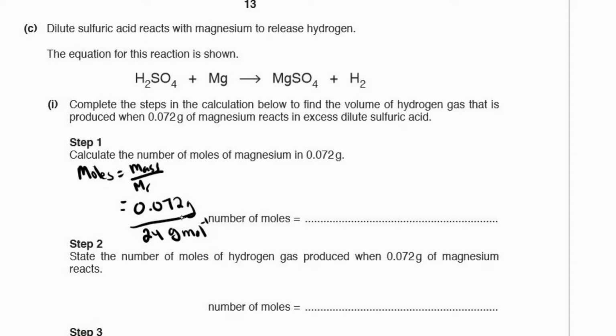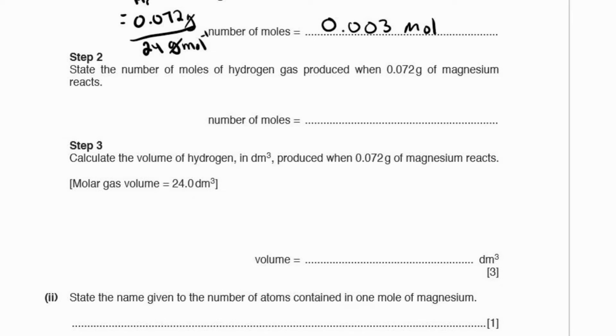So 0.072 divided by 24 grams per mole equals 0.003 moles. Grams cancel out, and you're dividing by moles to the minus 1, so it's moles. So the number of moles is 0.003 moles. Okay. So state the number of moles of hydrogen gas produced when 0.072 grams of magnesium reacts.